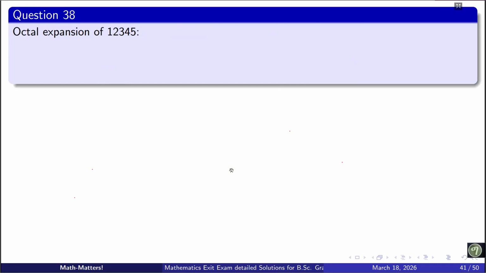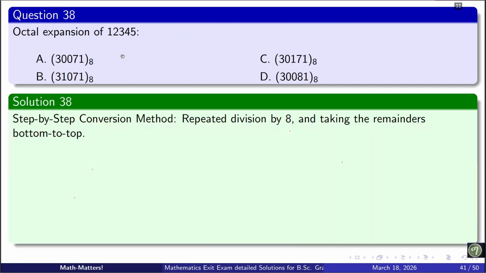Okay, the octal expansion of this number. Octal means simply base 8. In order to convert the given number in base 10 to another numeration system, we use the step-by-step conversion method: repeated division by 8, and taking the remainders from bottom to top. So let us start with 12,345.